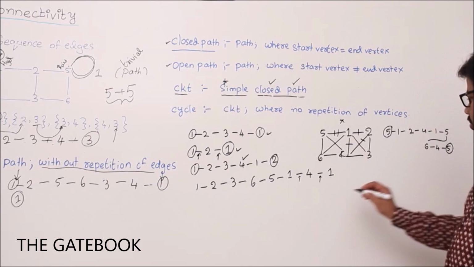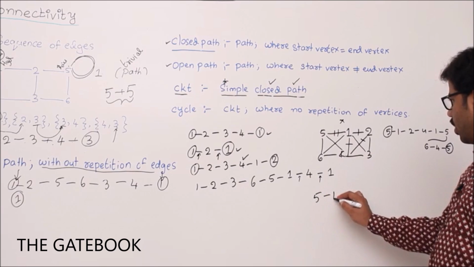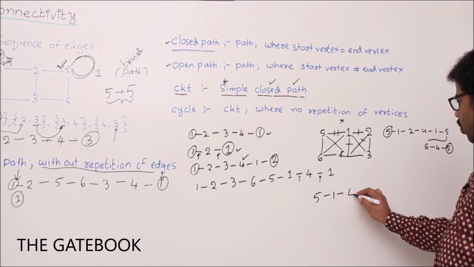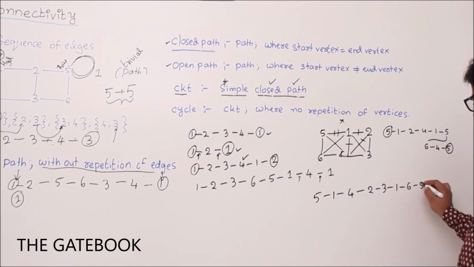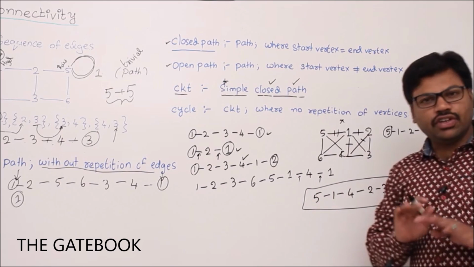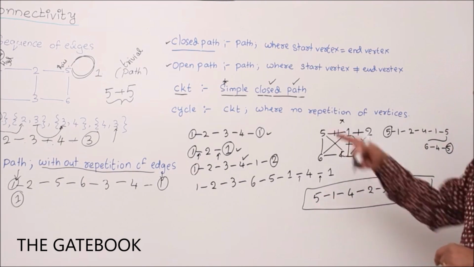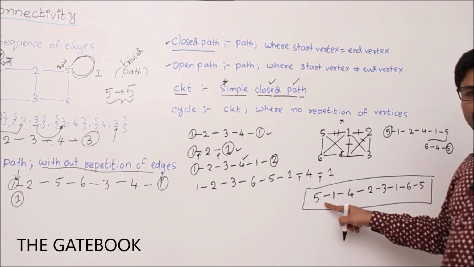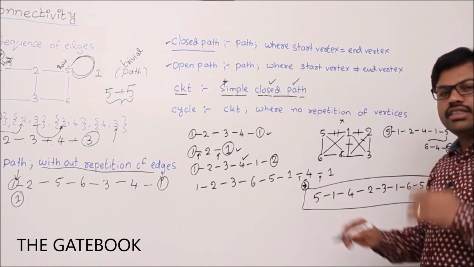Okay, one more example. Let's take 5 to 1, 1 to 4, 4 to 2, 2 to 3, 3 to 1, 1 to 6, 6 to 5. Is it a circuit? Is the next question. Stop the video here and think about it, whether it is a circuit or not. After solving this problem, start the video again.